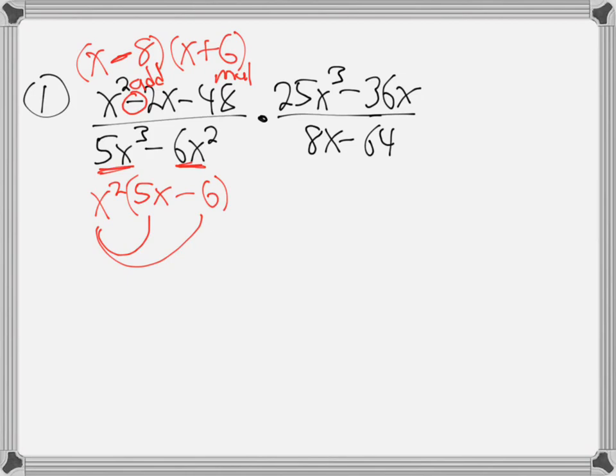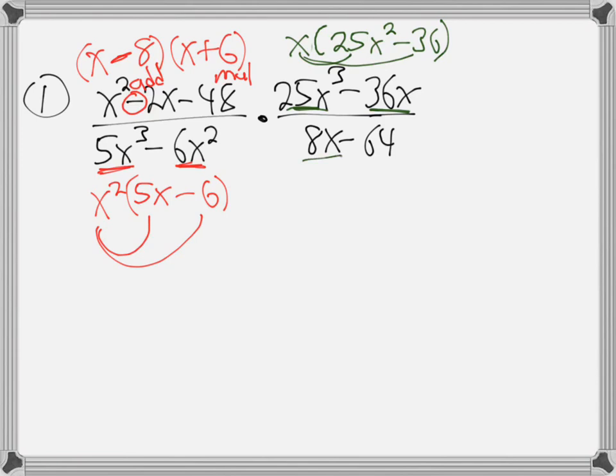Okay, then how about up here? What can I take out of these guys? What do they have in common? X. And what does that leave inside? Twenty-five x squared minus 36. Is that how we're doing? Is this okay? Because that could go back, right?